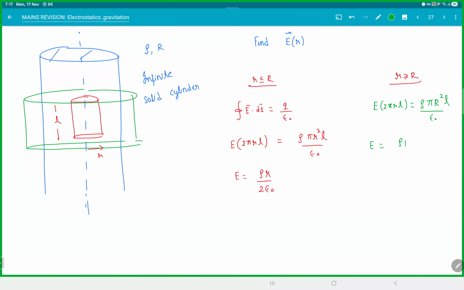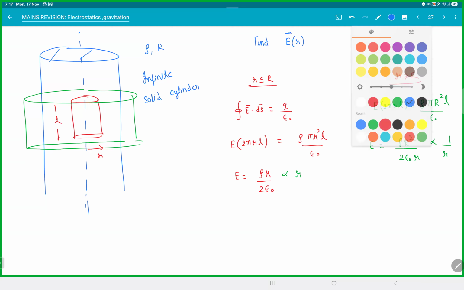This will be rho R square by 2 epsilon small r. It's proportional to 1 by R. This is proportional to R. So the graph will look like that of the solid sphere only. Clear with this?